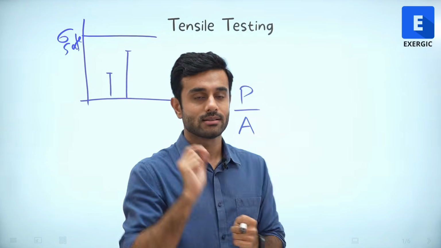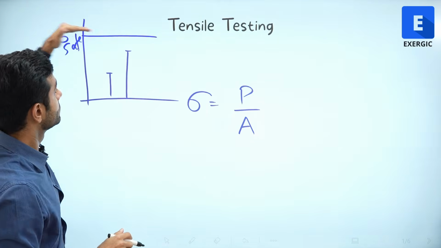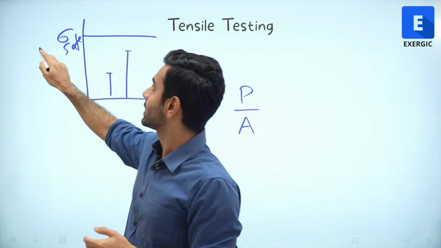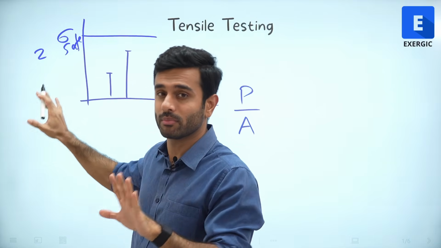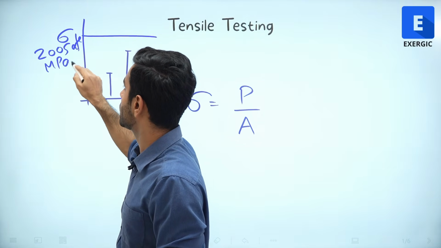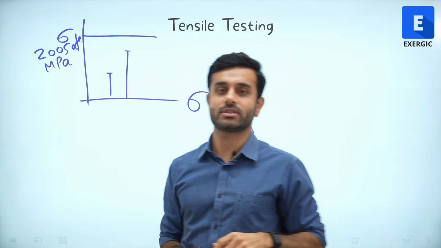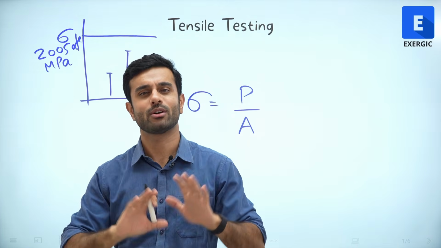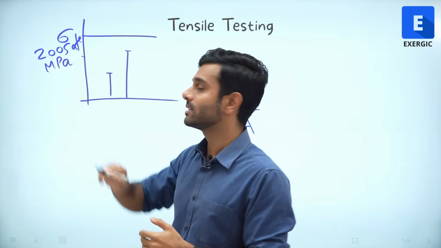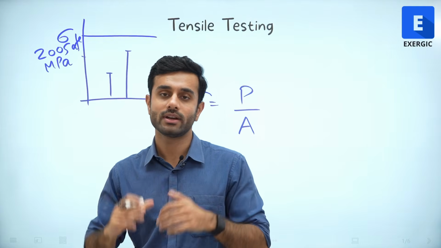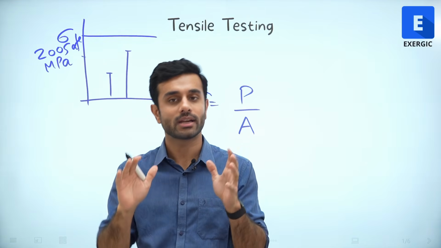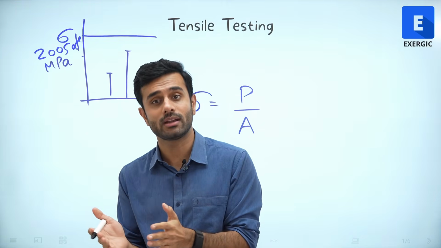Some materials can have a higher value of stress. I'm just giving you some random numbers right now, don't think much about it. Suppose some material can bear up to 200 megapascal of stress safely without cracking or breaking or fracture, while some other material may bear less than that, maybe 175 or 170 megapascal of stress. So this is a property of the material. It is different for different materials.